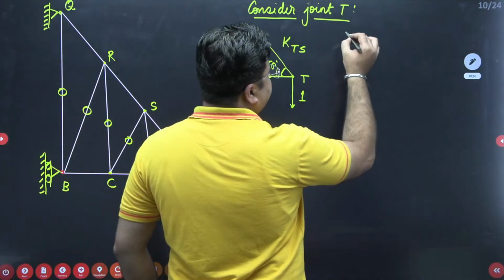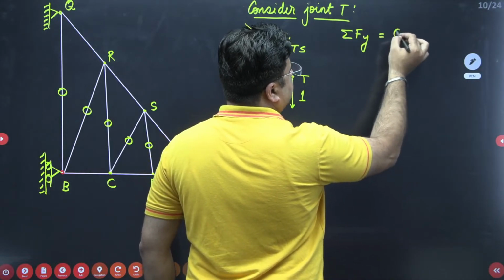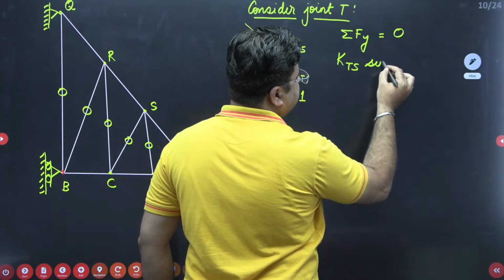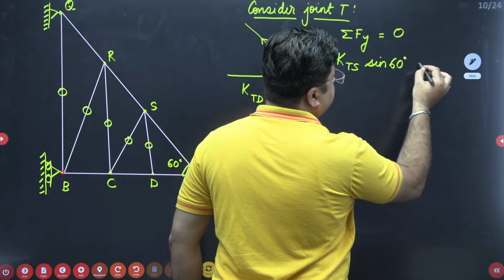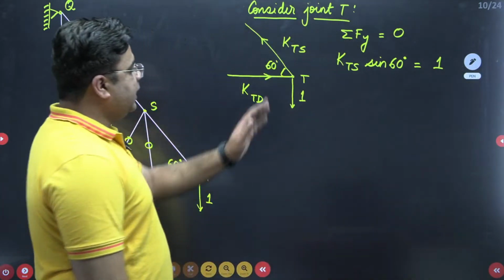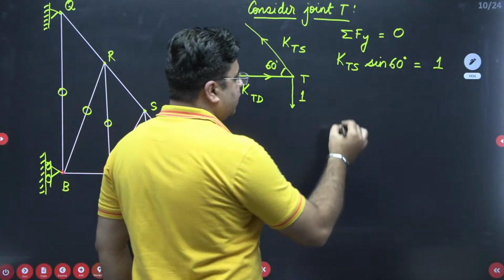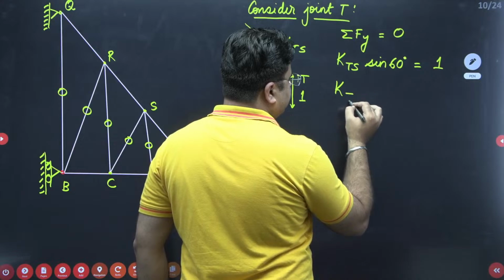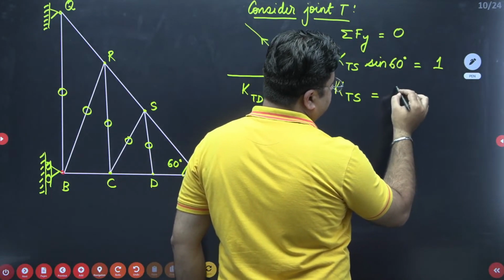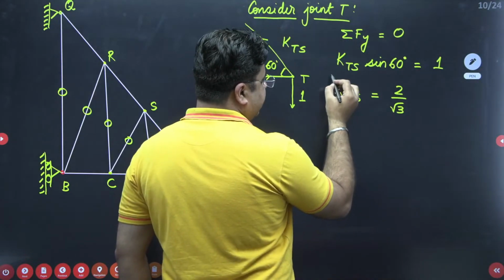So the first step is to take the summation of vertical forces equal to 0. So you have K TS sine 60 degrees, and this should be equal to 1. Okay. K TS sine 60 degrees should be balanced by this unit load 1. So K TS comes out to be 1 over root 3 by 2, so 2 by root 3. This is K TS, and the nature of K TS is again tensile.